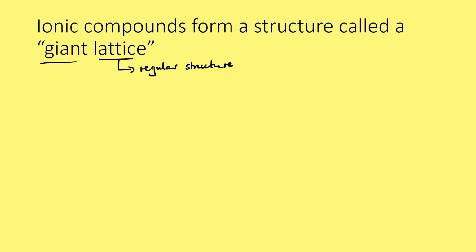And giant means that the basic unit repeats over and over again. So if the basic unit, say in sodium chloride, was NaCl, that unit NaCl repeats over and over and over again. And that's possibly explained better using a picture.